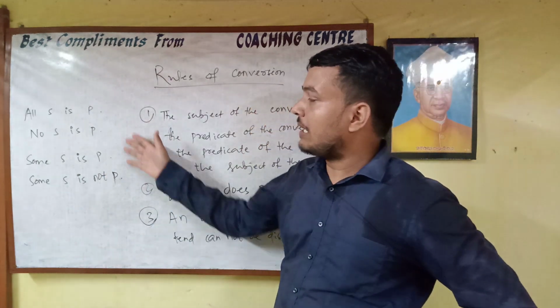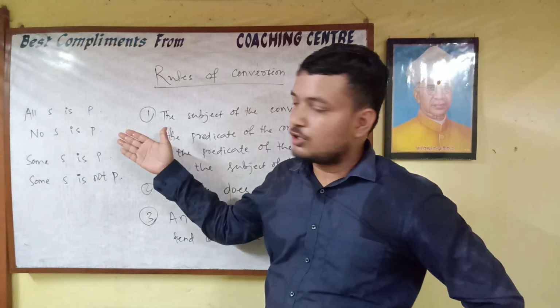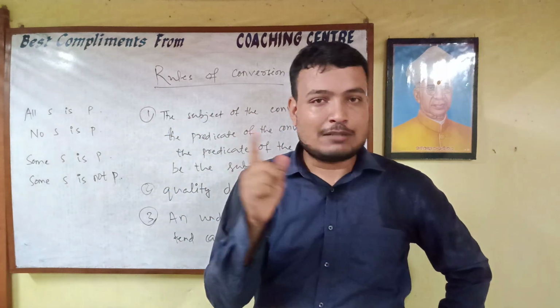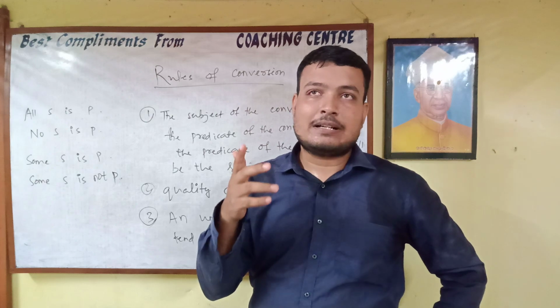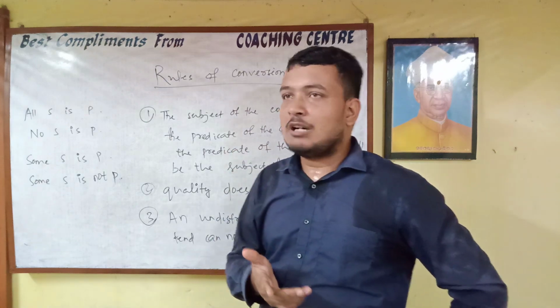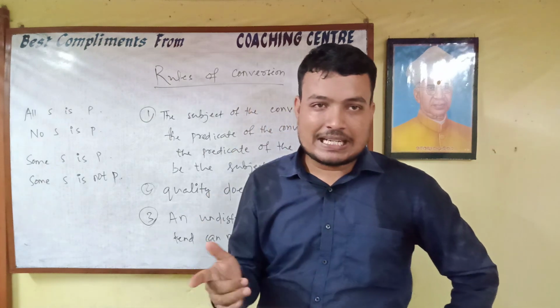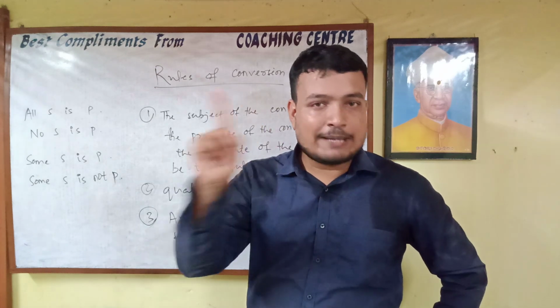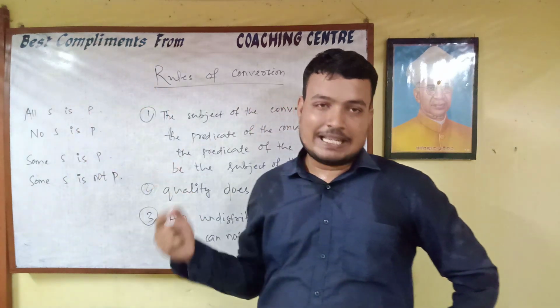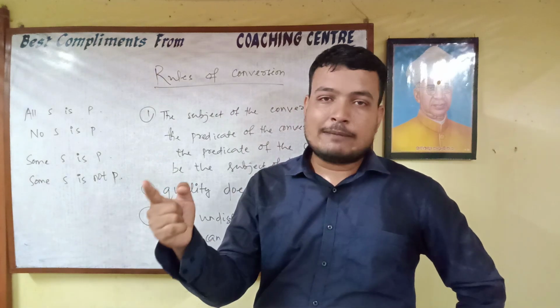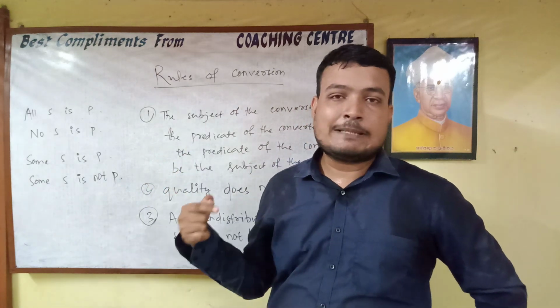In the last class we discussed there are 4 types of proposition as per quality and quantity. Quality is of 2 types: one is affirmative, another one is negative. Quantity is of 2 types: one is universal, another one is particular.